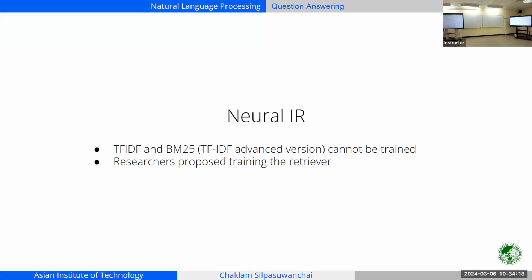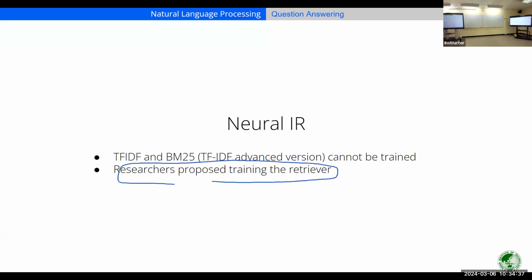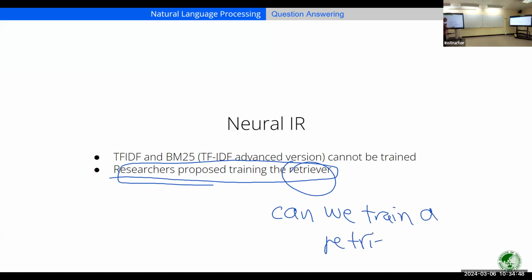So what do I mean by cannot be trained? They are statistical, right? So they cannot be trained to understand similarities. So the question is whether we can create something that can be trained, right? Can the retriever be trained? So the question is, can we train a retriever, versus TF-IDF, right?